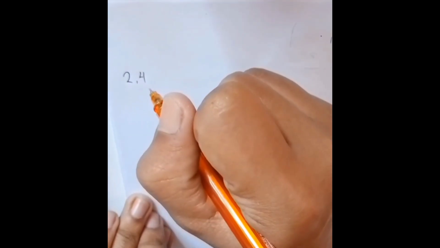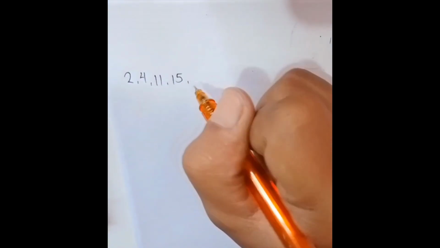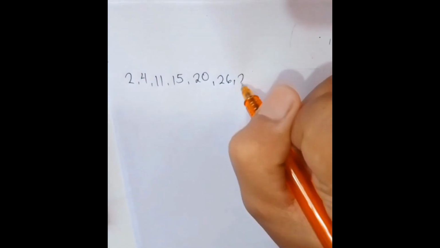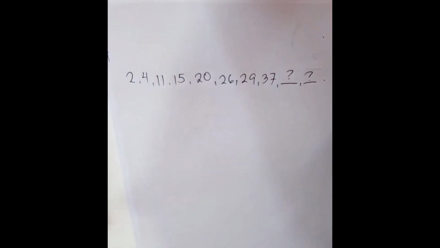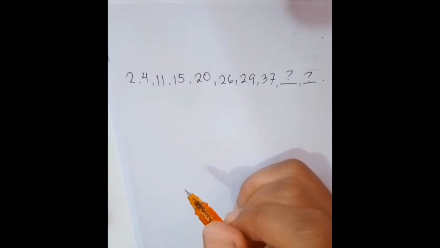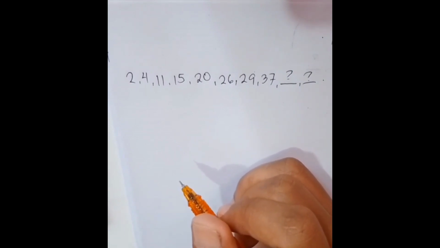So what are the next two missing terms of the series? In 2, 4, 11, 15, 20, 26, 29, and 37. Since this is a twin alternate series, it has two series combined into a single series. So we need to break it into two groups.